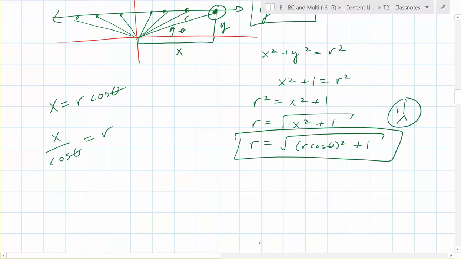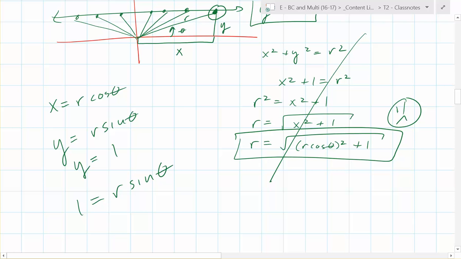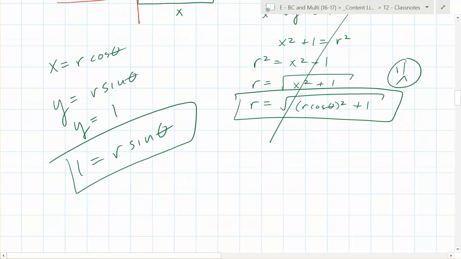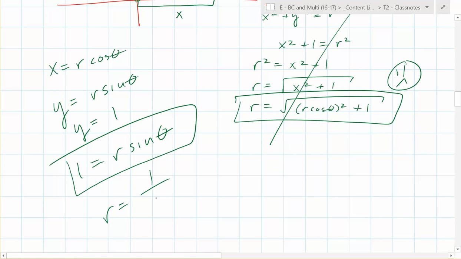Not technically incorrect, but what do we know for a relationship? We know x is equal to r cosine theta, but what does y also equal? R sine theta. But what does y equal? 1. So you have 1 is equal to r sine theta. So we didn't like the earlier approach. Not incorrect, but it just didn't get us anywhere. But now, what does r equal? 1 over sine theta. Is that easier to plug into your calculator?